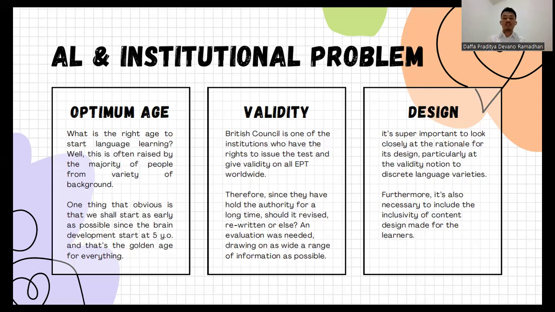So it's super important to look closely at the rationale for its design, particularly at the validity notions to discrete language varieties. And furthermore, it's also necessary to include the inclusivity of content design made for the learners. So basically, what I'm saying is that we have a variety of races, of communities, and also social inclusivity.